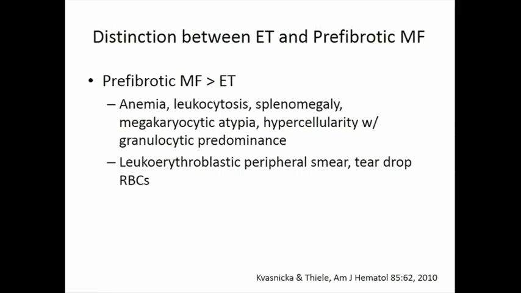And what is the distinction between essential thrombocythemia and prefibrotic myelofibrosis? So that's something that's becoming better understood, and I think Jessica will be talking about this a little bit more. This is a patient with prefibrotic myelofibrosis who has anemia, thrombocytosis and splenomegaly, megakaryocytic atypia, hypercellularity with granulocytic predominance. So this is something that more goes for prefibrotic myelofibrosis than ET, something one needs to be aware of. And in addition, one can also get the leukoerythroblastic peripheral blood smear, which can be helpful in that regard.